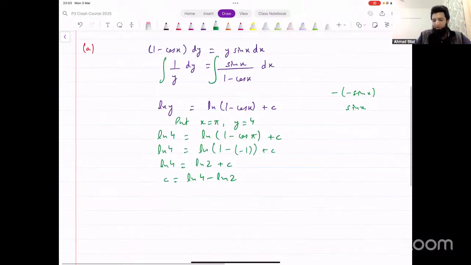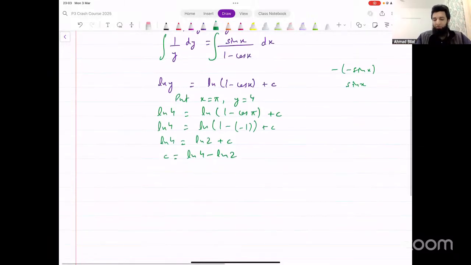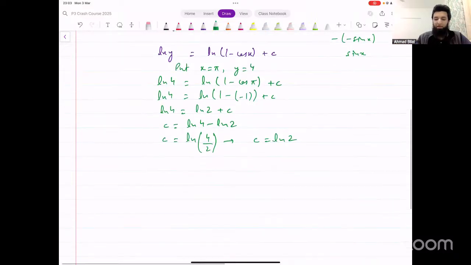You can simplify this further if you want, although it's not necessary at this point. ln 4 minus ln 2. This is subtraction outside log, right? Inside log, it can become division. So you can write this as ln of 4 over 2. So that simplifies to just ln 2. C equals ln of 2. This is the value of c that we have now.